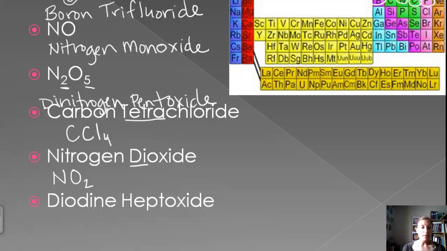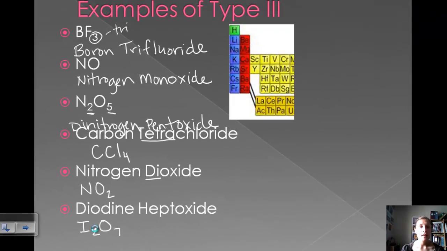Alright, our last example is diiodine heptoxide. This looks like iodine, and di means 2, so iodine, 2 of them. Hept-oxide: hept is 7, oxide is oxygen, so O7. So I2O7. These I think are really simple and should be okay for you to name.